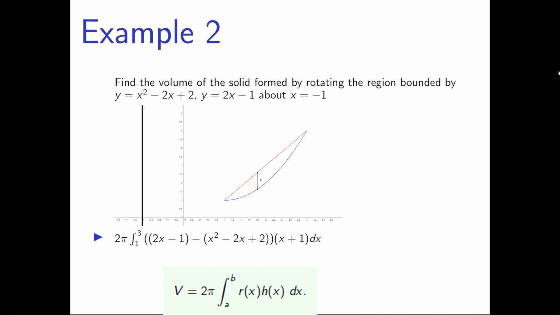We have 2 pi, we integrate from 1 to 3. We have 2x minus 1, the higher function, minus the x squared minus 2x plus 2, the lower function. And we mentioned before our radius is given by x plus 1. We say this so often when we're doing these applications, this is a pretty straightforward integral. We have a bit of algebra to do, and we have to multiply by that x plus 1. But there's nothing particularly hard about this integral, it's the setup that's difficult. So I'll skip all the steps, and the integral in fact becomes 8 pi. That would be the volume formed there. And that's about it for cylindrical shells.